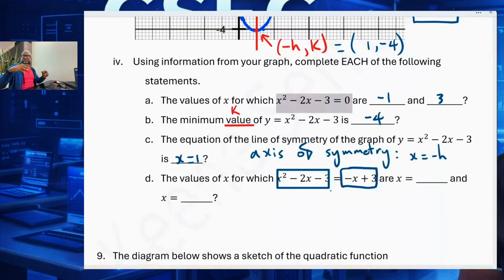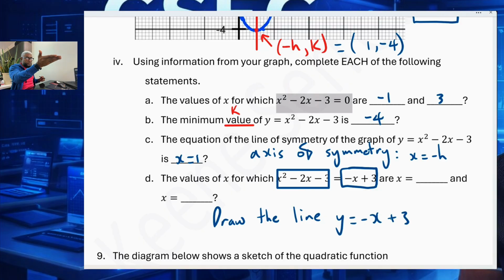So the values of x for which the quadratic is equal to the linear would be the values of x where the line cuts the curve, right? So I actually need to draw that straight line, right? So I need to draw the line y is equal to negative x plus 3, right?